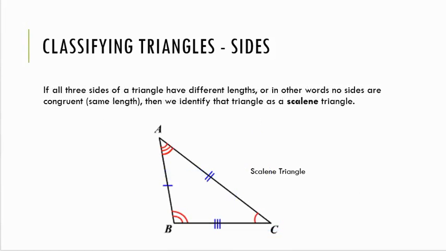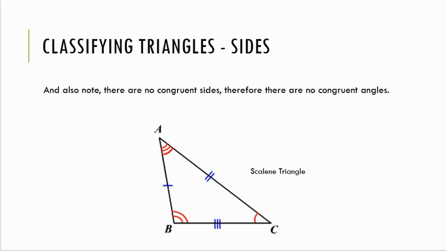If all three sides of a triangle have different lengths, so no sides are congruent to any other sides, then we identify that triangle as a scalene triangle. Also note, for scalene triangles, there are no congruent sides. Therefore, there are no congruent angles.